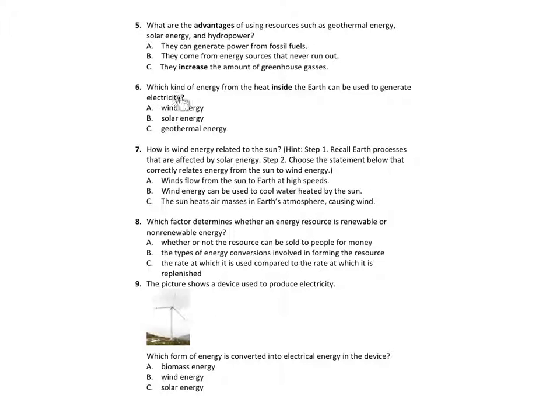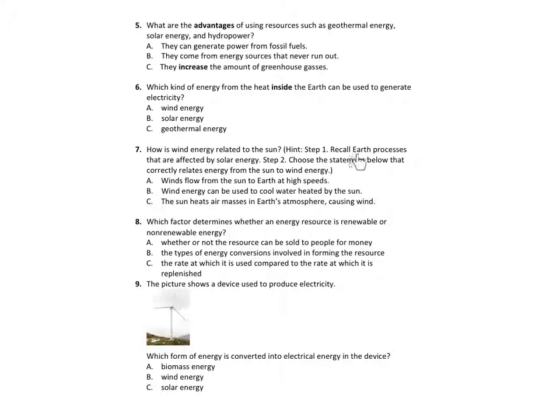Number 6, which kind of energy from the heat inside the earth can be used to generate electricity? A, wind energy. B, solar energy. C, geothermal energy. Number 7, how is wind energy related to the sun?